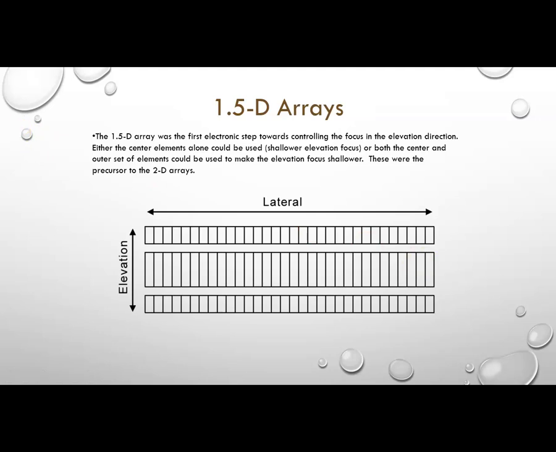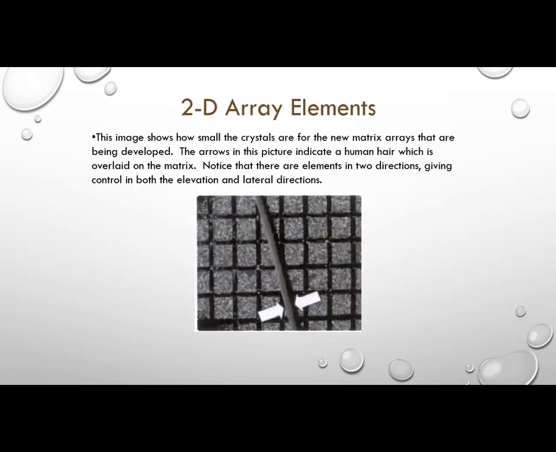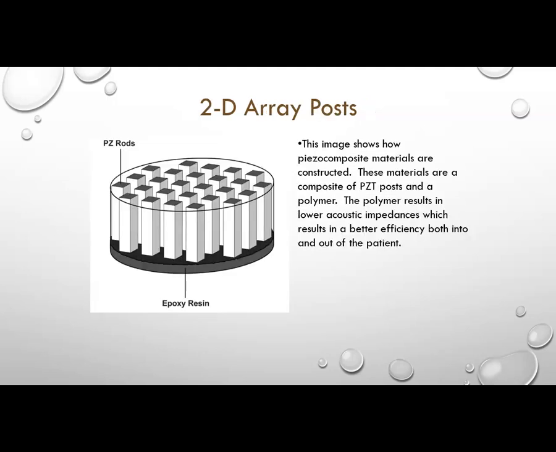Two-dimensional array probes also allow full focusing in both elevational and lateral dimensions. Here is a picture of a two-dimensional array probe face. That's a human hair laying across it, so you can imagine how small these little segments are that create it. They look like little posts of piezoelectric material set in resin, and that's how they make these things. It's very delicate work to make these. That's why the probes are so darned expensive.